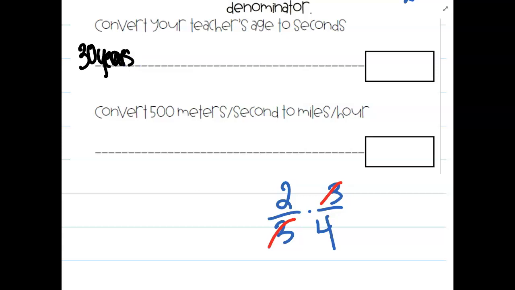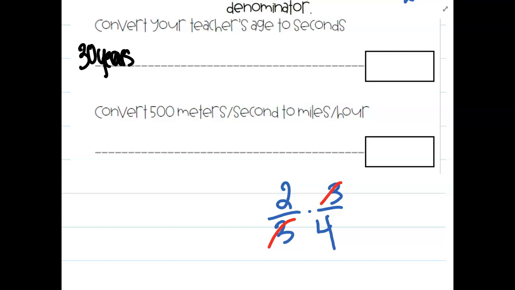Now I will say, sometimes when you do this, there's going to be a direct conversion where you can just say, oh, there's this many seconds in a year. I don't really know that. I don't know about you guys, but I don't know how many seconds are in a year. So we might need to take a couple of steps. Between years and seconds, there's a couple of units. What should I go to first? Days. Probably days.